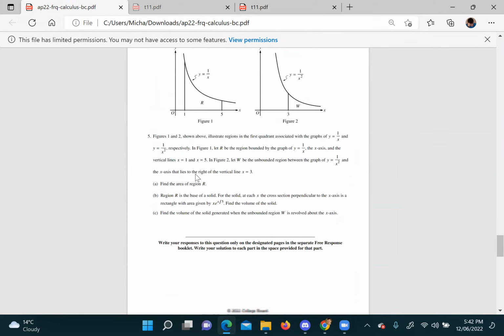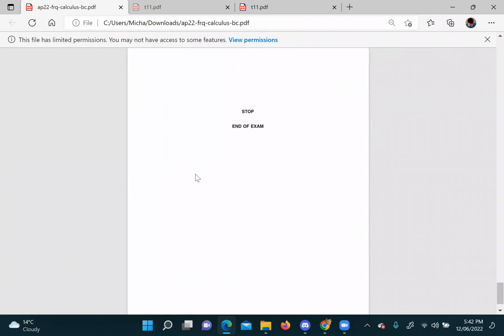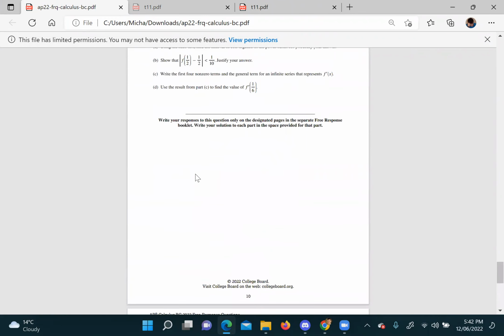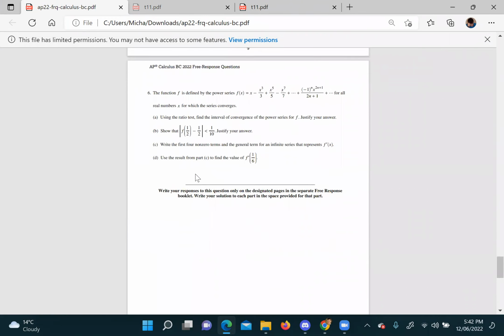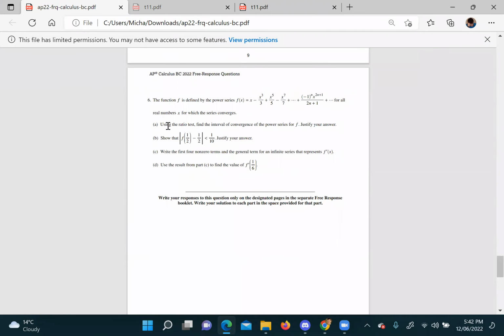Where are we going to do our AMGM inequalities? The infinite source of AMGM inequalities. GM with 3 terms is not in the curriculum. Bro, rearrangement solves half the inequalities. Wait, it says here: using the ratio test, find the interval of convergence of the power series for f.